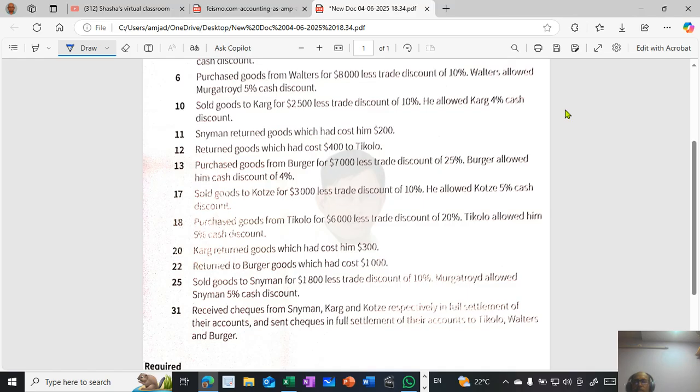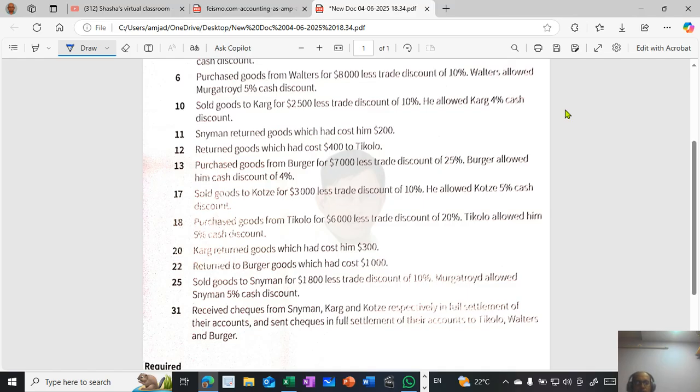Purchase goods from Piccolo for $6,000 less trade discount of 20%. Piccolo allowed him 5% cash discount. Karg returned goods which had cost him 300. Returned to Burger goods which had cost $1,000. Sold goods to Simon for 1,800 less trade discount of 10%. Mukotai allowed Simon 5% cash discount. Received checks from Simon, Karg and Kodze respectively in full settlement of their accounts. So accounts receivable are free and sent checks in full settlement of their account to Piccolo, Walters and Burger.